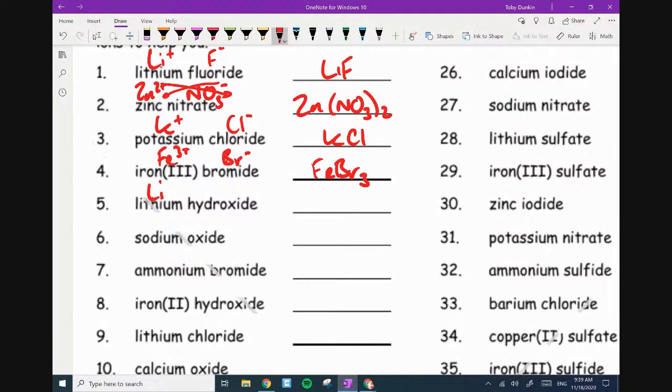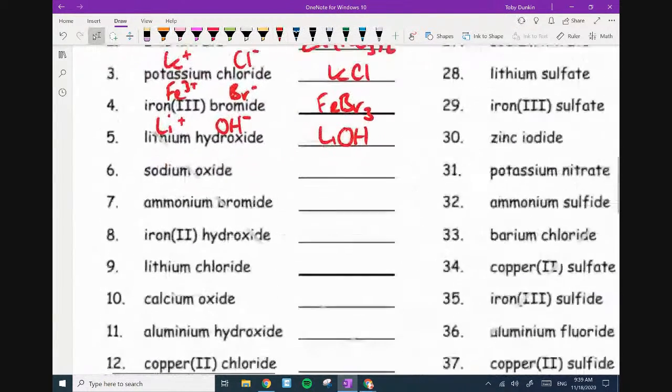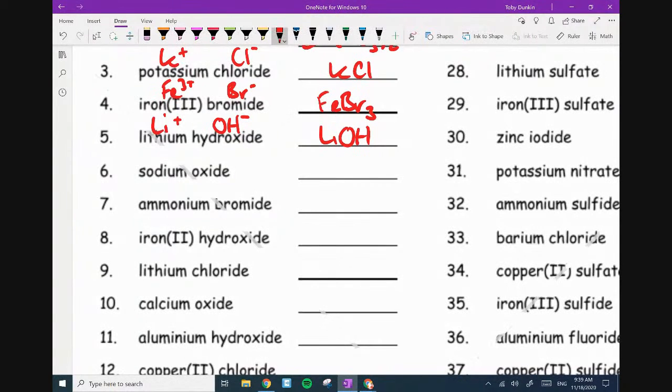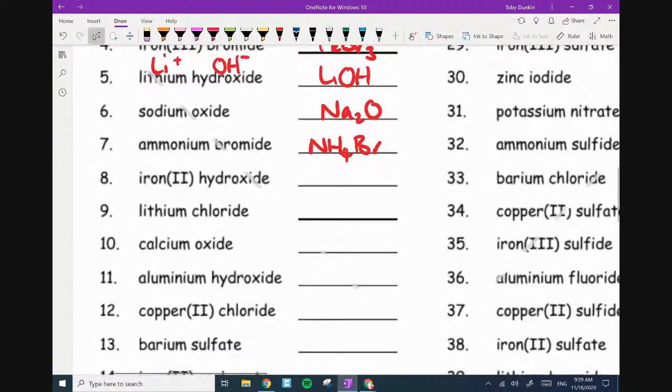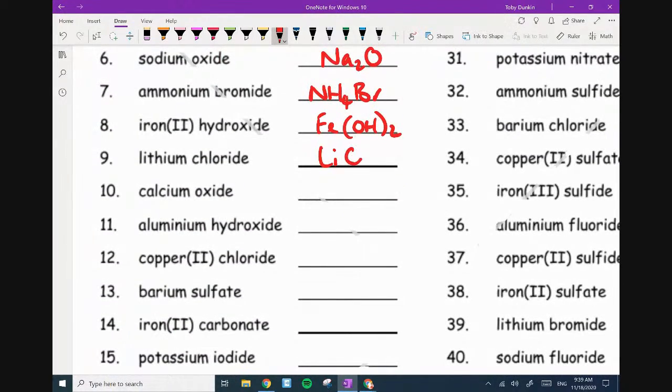Lithium is in group 1 again. We're going to realize that lithium and sodium make an appearance a lot, so they'll come to your memory eventually. So then we end up with lithium hydroxide, LiOH. Right, now I'm going to pick up the pace. So sodium oxide. Sodium is 1+. Oxygen is O2-. So we're going to have Na2O. Ammonium bromide, complex ion NH4+ and Br-. The charges cancel, NH4Br. Iron 2 hydroxide, so we've got Fe2+, it's going to be Fe(OH)2. Lithium chloride, LiCl.